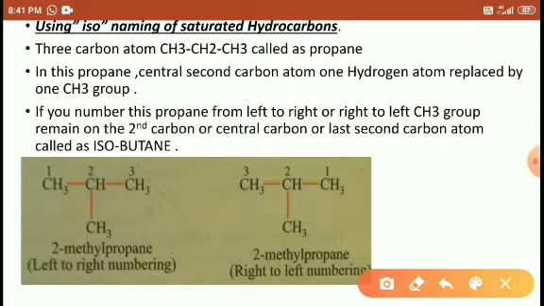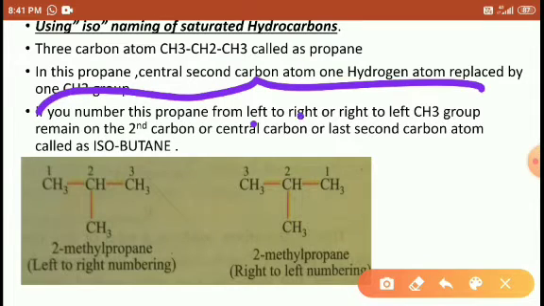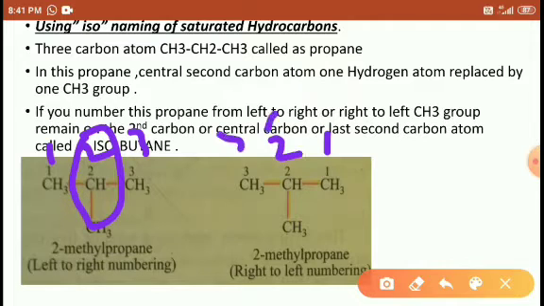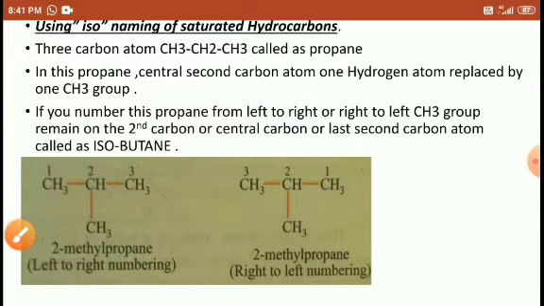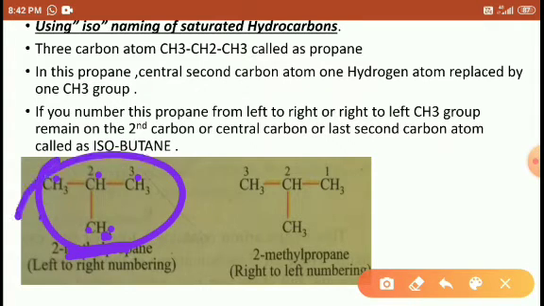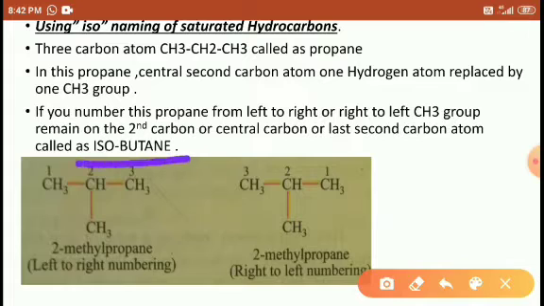Right friends, whether you number from left to right or right to left, the CH3 is on the second carbon only. Look here students, 1 2 3, it is on the second position. So CH3 remains on the second position, and that's why it is called iso. The CH3 group attached to the second-last carbon is called iso. The total number of carbon atoms is 4, so that's why we use the word butane. Right friends? Okay.